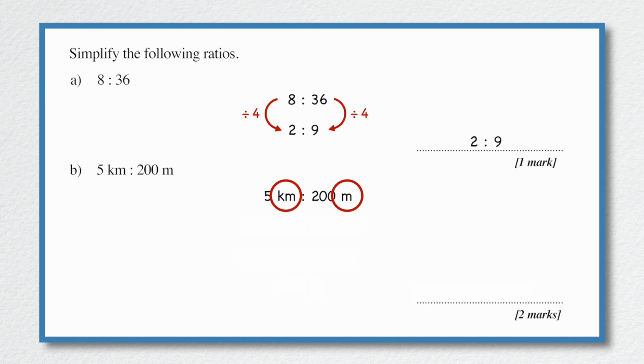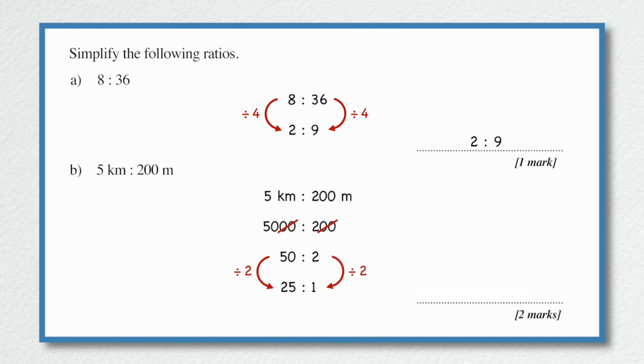For me, the simplest way to do this is to turn the kilometres into metres. There are 1,000 metres in a kilometre, so 5 kilometres is equal to 5,000 metres. So we now have a new ratio of 5,000 metres to 200 metres. We now simplify. We can divide through by 100. These noughts cancel out, so to speak. We are left with 50 to 2. And of course, 2 goes into both 50 and 2, so we now divide through by 2 and we are left with 25 metres to 1 metre.